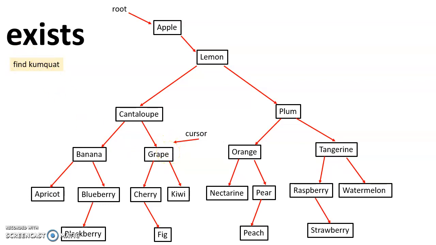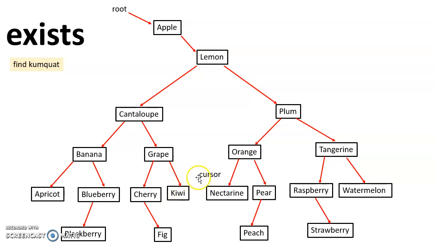Is the target kumquat the same as cursor get data grape? No, it's not. Is kumquat before grape? It's not. It's after. So cursor equal cursor get right. So cursor's here right now. And so we're comparing is target, which is kumquat, cursor get data? It's not. Is kumquat before cursor get data? Is it before kiwi? No. So then we'll do cursor equal cursor get right. Well, to the right of kiwi is nothing.